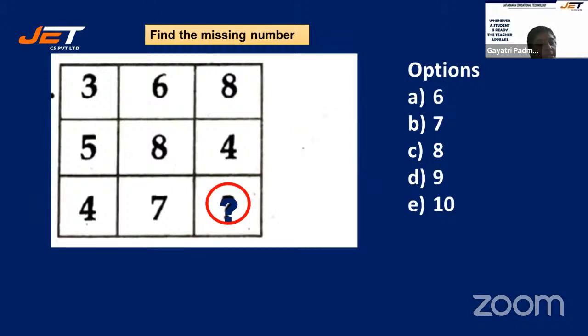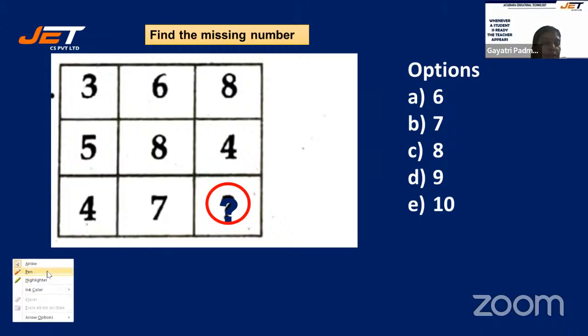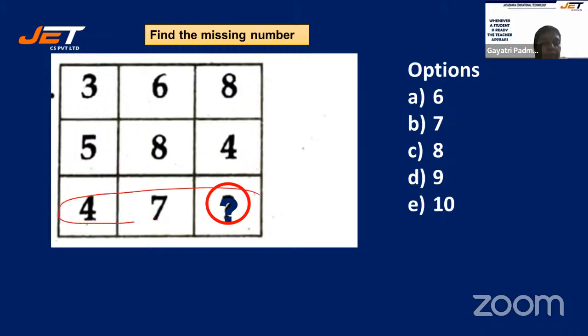We have 3, 6, 8, 4, 7, 8, 4, dash. All right. So here you should concentrate on this. Since your question mark is here, what if you do to 3 and 5, you will arrive at 4. And what if you do to 6 and 8, you will arrive at 7. The same technique has to be followed for 8 and 4 to arrive at your answer.